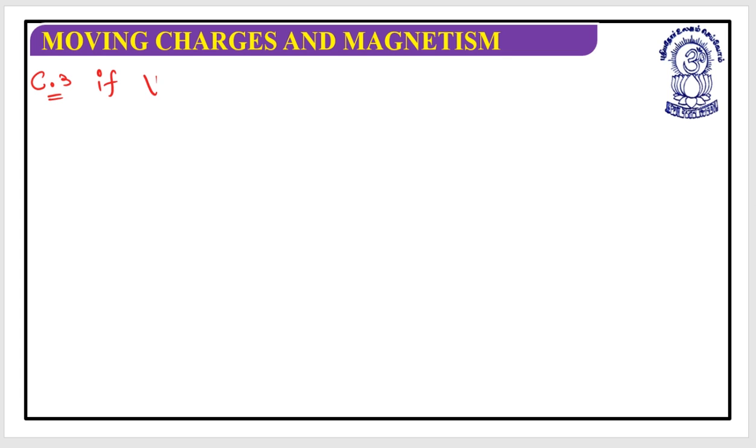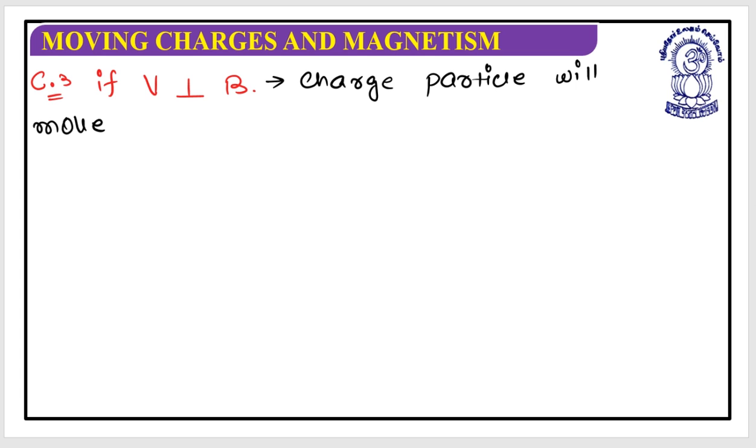If the velocity vector V is perpendicular to the magnetic field B, then the charged particle will move in a circular path. And if the charged particle will move in a circular path, now let's have a look at how the situation would be.